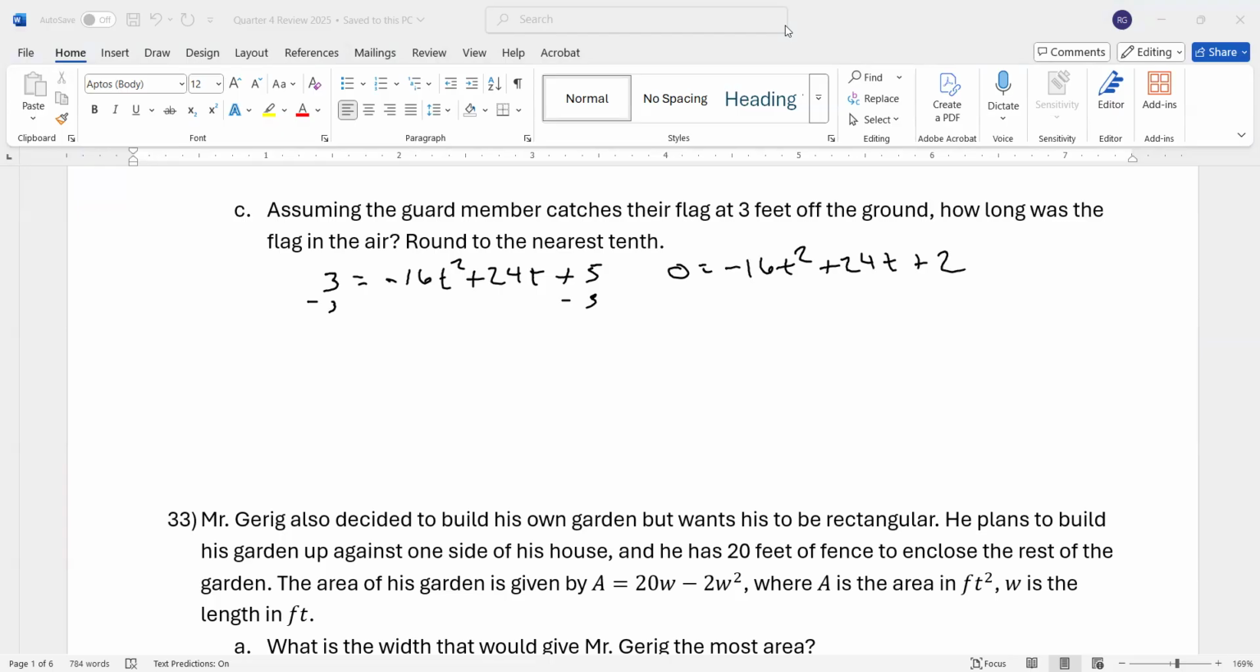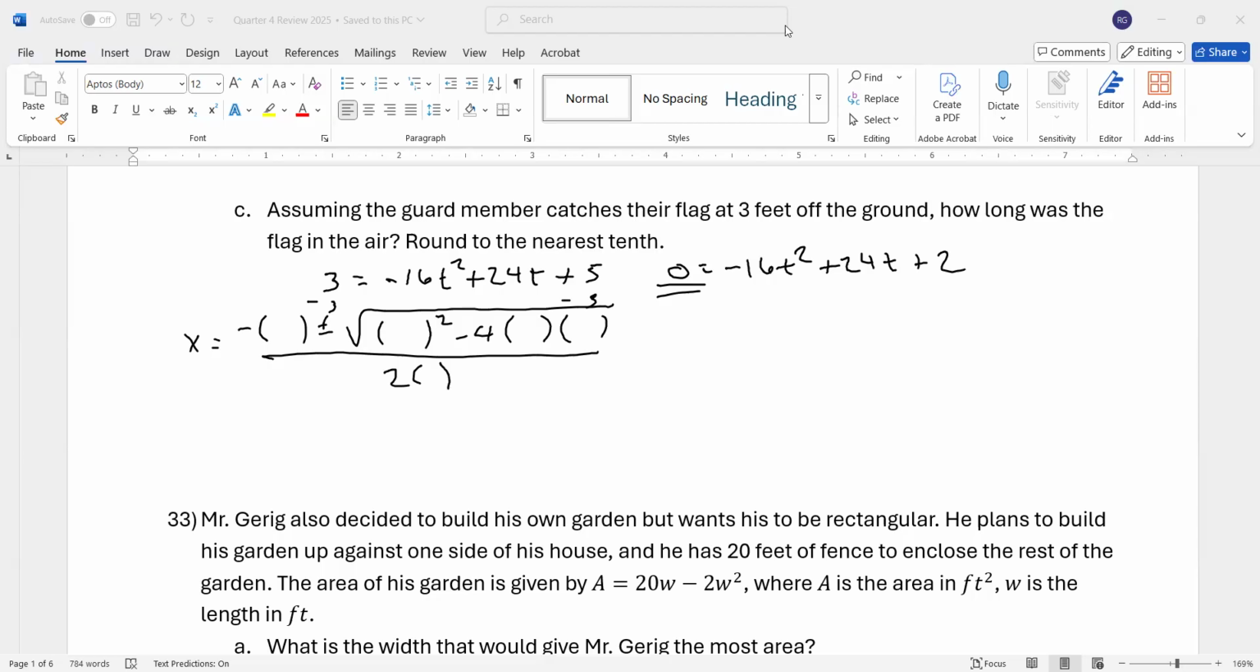Now I'm going to do the quadratic formula. I'm solving this, and this is a nasty a value, so I'm going to do the quadratic formula. So negative b plus or minus square root of b squared minus 4ac all over 2a. So b is 24, a is negative 16, and c is 2. All right, so let's start simplifying.